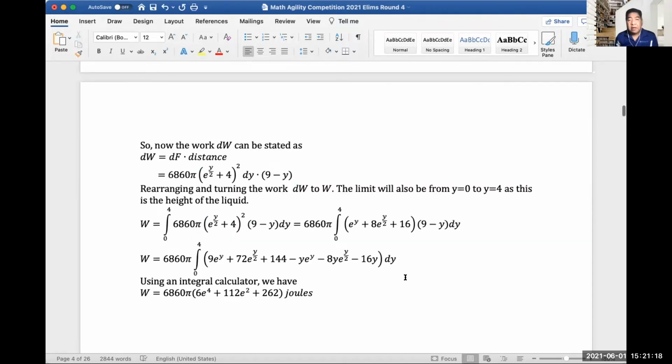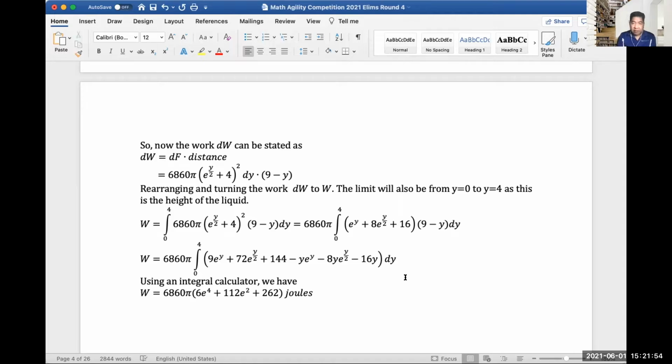Now we can solve the work dw. We know that the change of work is equal to force times distance, or change of work equals change of force times distance. Since our distance is actually from 9 minus y, right? We're pumping out, so the level of the water would change based on the amount of water left in the funnel or in the bucket.